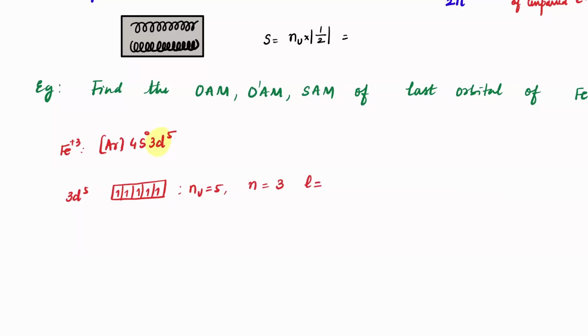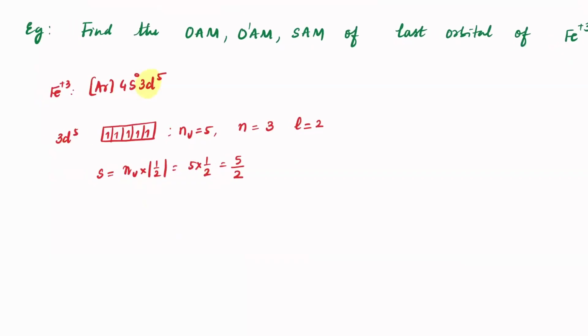The L value depends upon which subshell it is. D subshell has the value of 2, correct? 0 is for S subshell, 1 is for P subshell, and 2 is for D subshell. So now we know the n value, L value, and number of unpaired electrons. And you know what will be the S value? It will be number of unpaired electrons into half. So that makes it 5 into half, which is 5 by 2. Now we know all the parameters. Now simply we need to calculate the values.